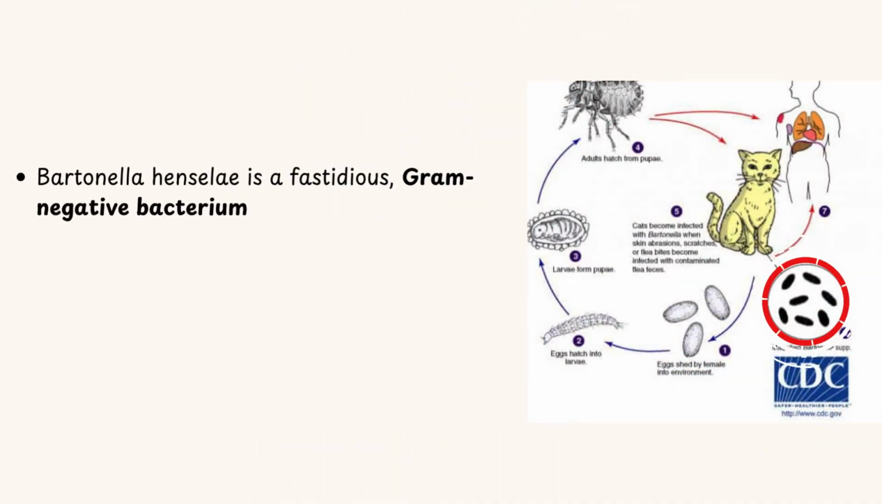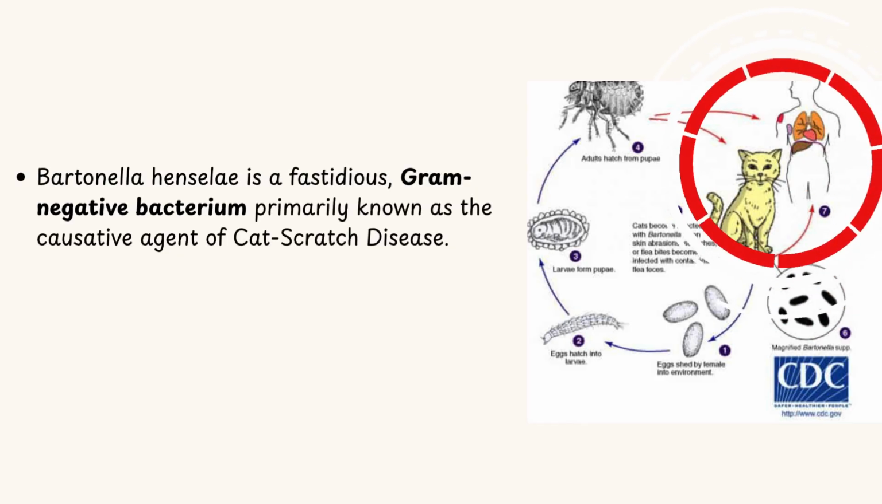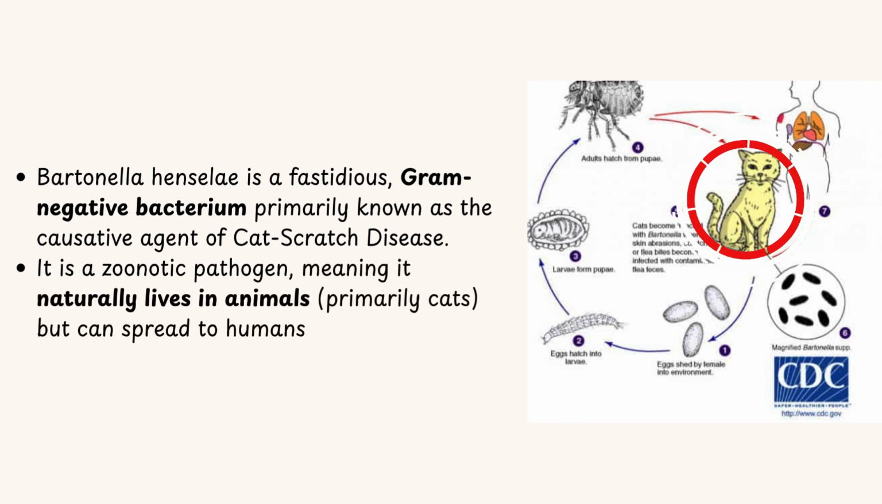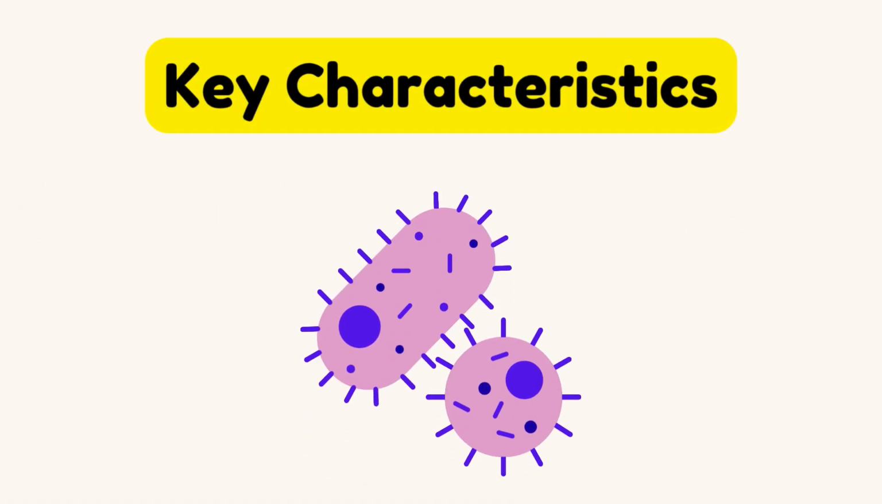Bartonella henselae is a fastidious, gram-negative bacterium, primarily known as the causative agent of cat scratch disease. It is a zoonotic pathogen, meaning it naturally lives in animals, primarily cats, but can spread to humans. This bacteria has the following key characteristics.